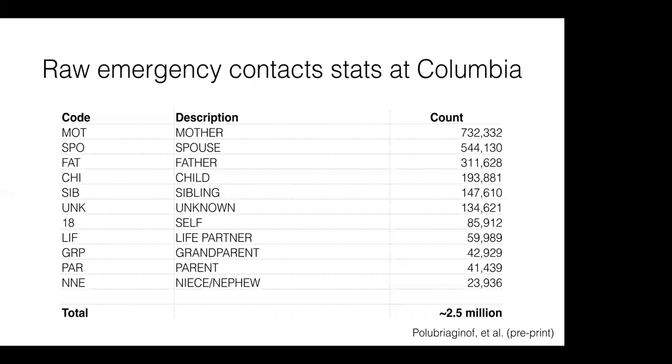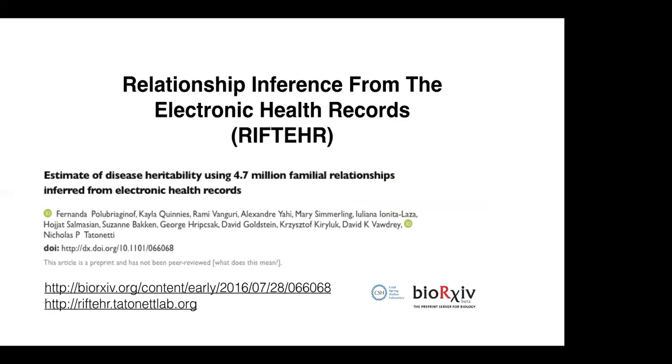So here at Columbia, we have about 2.5 million emergency contacts. The majority of these contacts are part of the patient's nuclear family. So we see mother, father, spouse, child, and sibling. We used these emergency contacts and we developed a method that we call RIFTER. It's a relationship inference from the electronic health records to extract families from existing clinical databases. Our paper, as it was mentioned before, is available at bioRxiv. And the version over there will be very soon updated.